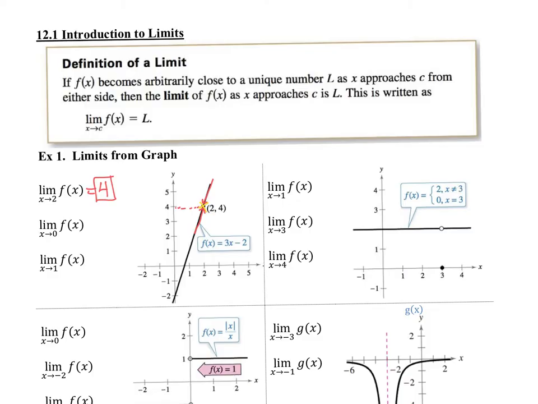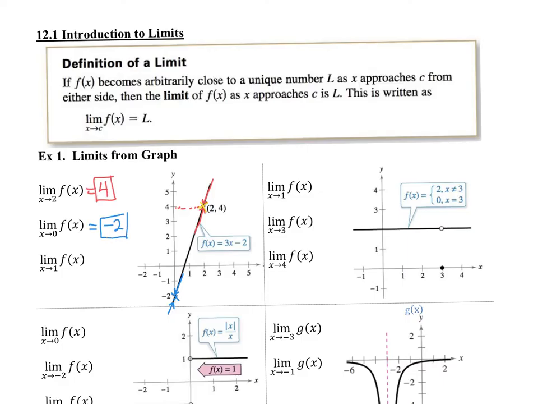Okay, if I do 0, x is 0 is here, but I'm looking out here at the graph. But again, I'm not looking at the actual point. I don't care about the actual point. I care about what it looks like it's approaching. So if I come this way, it looks like the y value is approaching -2. If I came from the other direction, it also looks like the y value is -2.